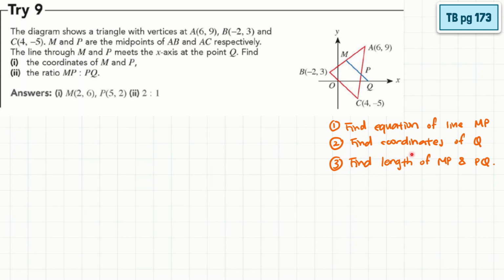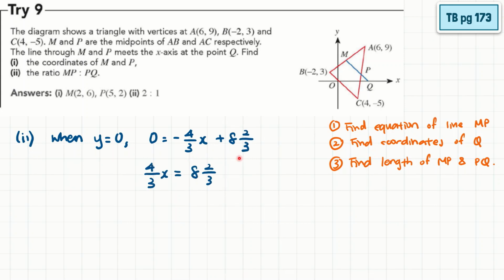So the second step of our plan was to find the coordinates of Q. So when y equals 0, because Q is on the x-axis, we substitute 0 into our equation of the line MP, and that would give us 4 over 3 x equals 8 and 2 over 3. Hence x would then be equal to 6.5. And therefore my coordinates of Q will be (6.5, 0). So that is our second step done.